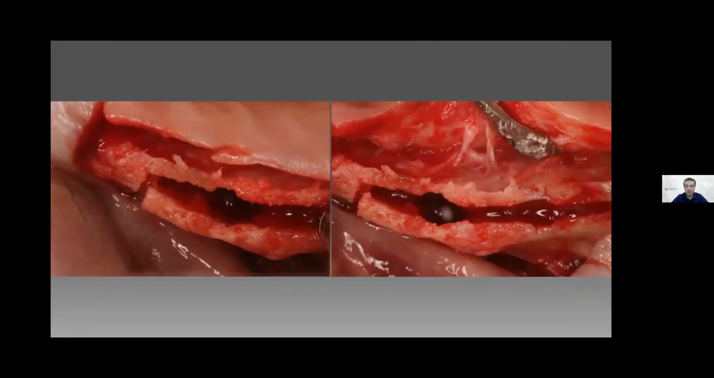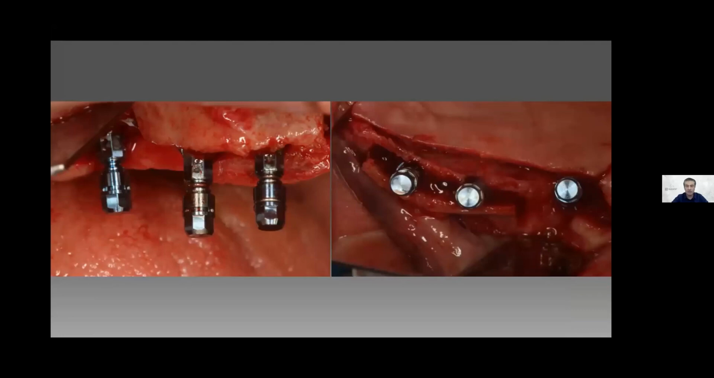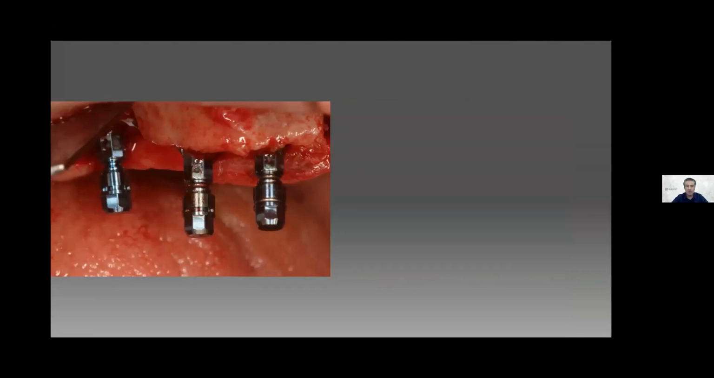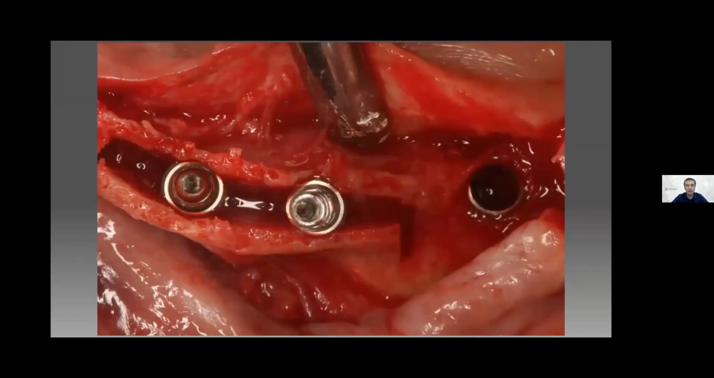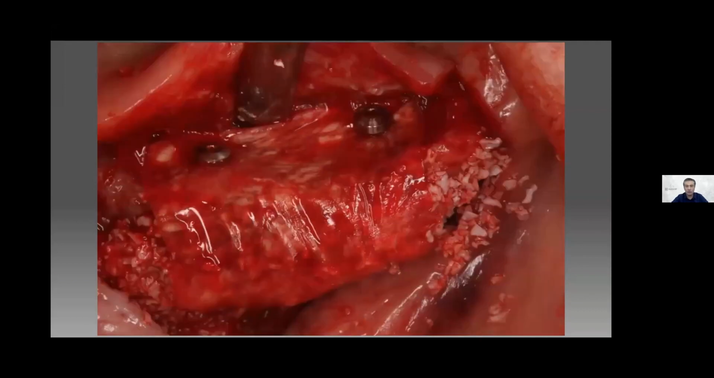After the drilling, we place our 3 implants in ideal position. Here are the implants, and look at the amount of guided bone regeneration that we can make after placing our implants. All the time for guided bone regeneration, we choose a resorbable membrane, but with a long-lasting option.